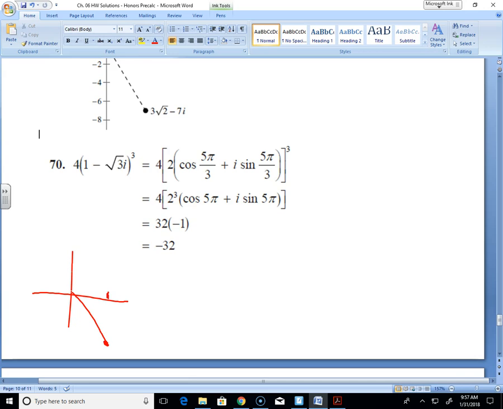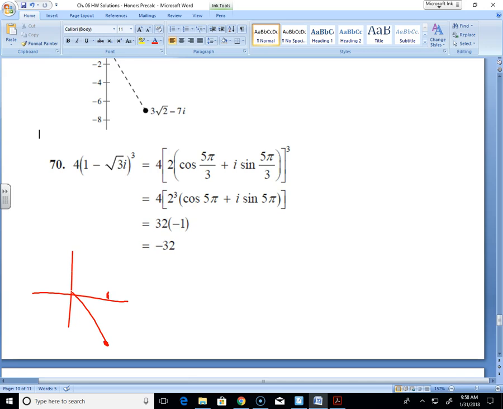And then the name of the game was, okay, because I have this cube, I need to go ahead and cube the r, multiply the angles by 3, and then they said standard form. So did they stop there? No. They simplified. What's cosine of 5 pi, which is the same thing as cosine of 1 pi?